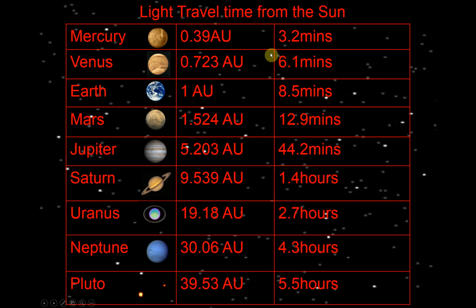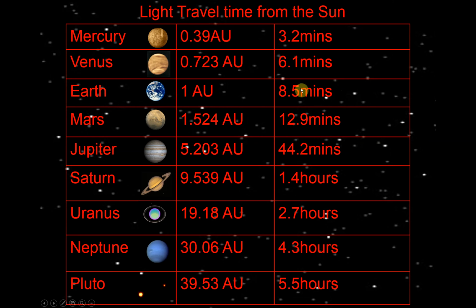The light travel time that we're actually showing here is how long it takes light to go from the Sun to that planet. So if you were to switch the Sun off somehow and just make it go completely black, it would take 3.2 minutes for you standing on Mercury to realize that the Sun had gone off. So light leaves the Sun and takes 3 minutes or so to reach Mercury, or 0.39 AU, to cross 0.39 AU. Venus, 6 minutes. Earth, nearly 9 minutes for light to leave the Sun and be reached at the Earth.